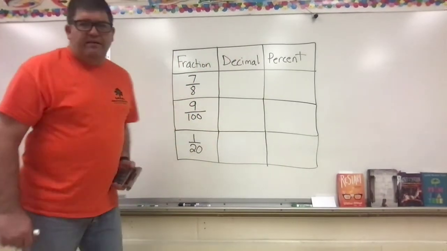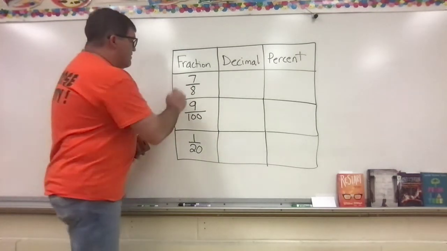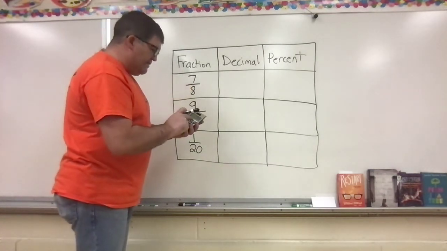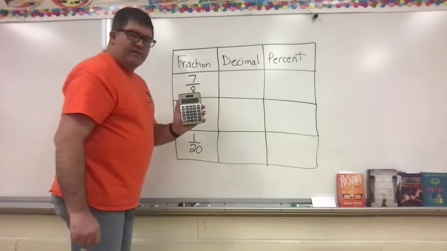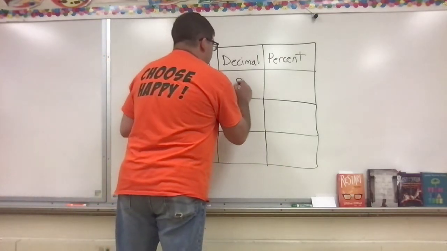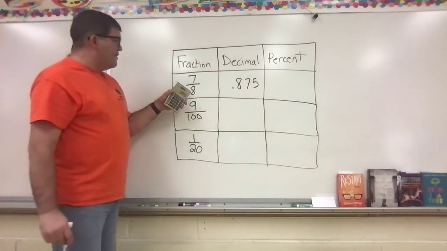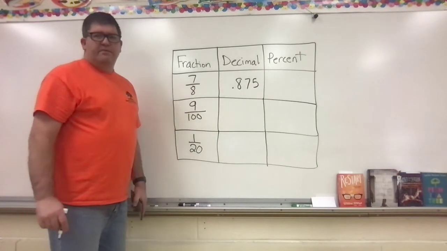You get your calculator. 7/8. You take the numerator, 7, divided by the denominator, and you get 0.875. That's all you got to do to change your fraction to a decimal.